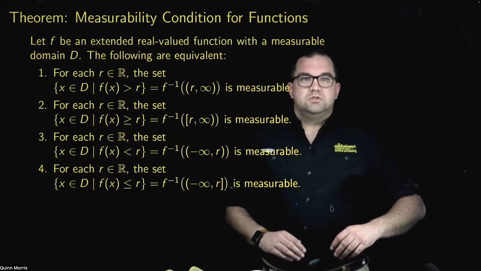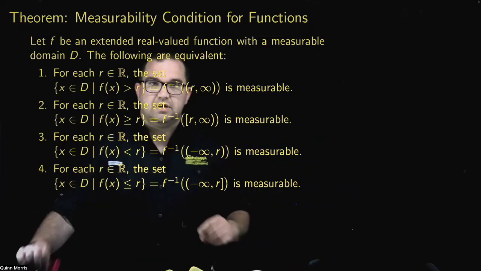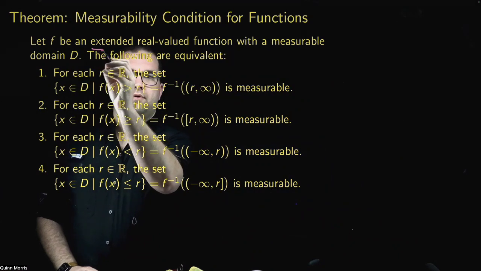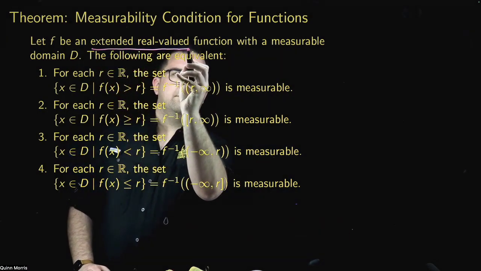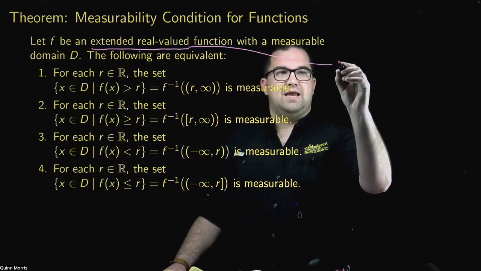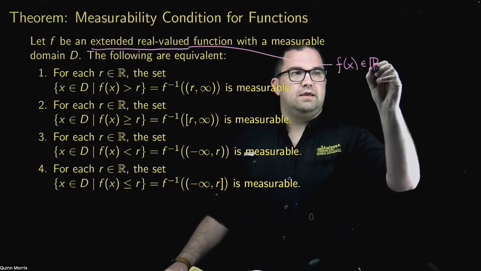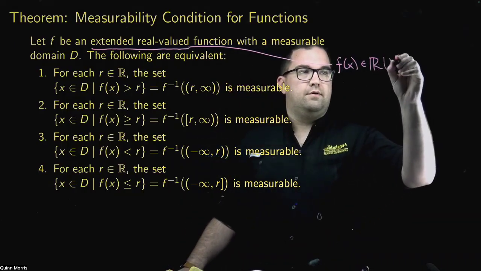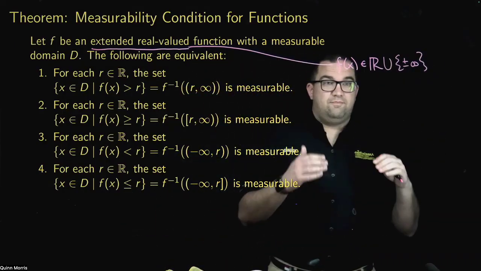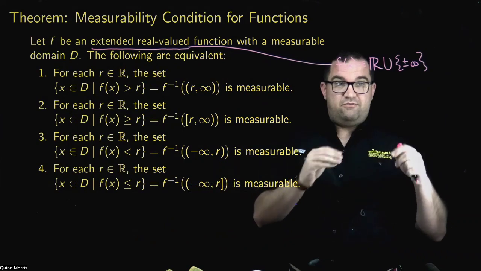All right. So let f be an extended real valued function. This is a new word. This extended here is going with real valued. So saying something is extended real valued is really saying that f of x is either a real number, but I'm also happy for it to take on a value of plus or minus infinity. And now I'm going to consider that a legitimate output of a function.